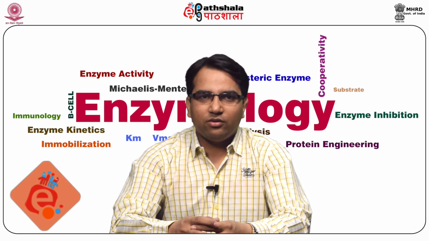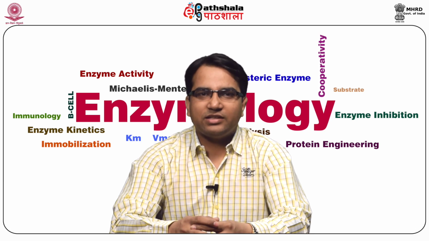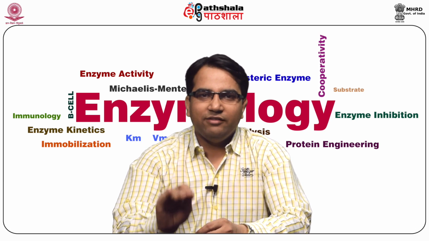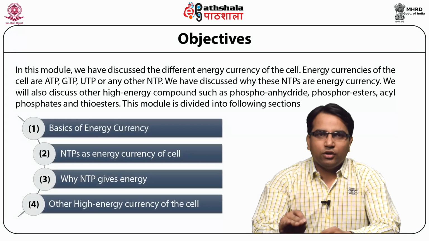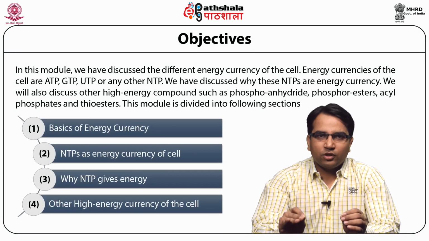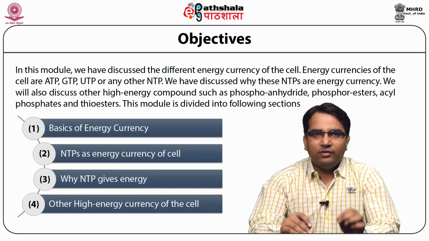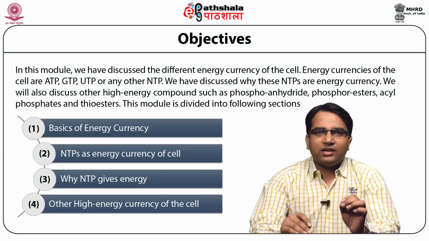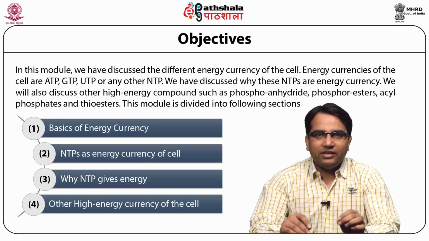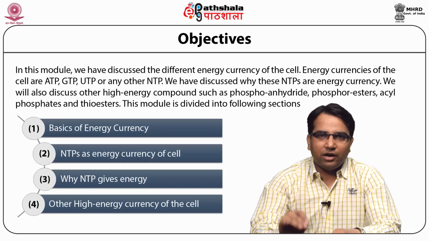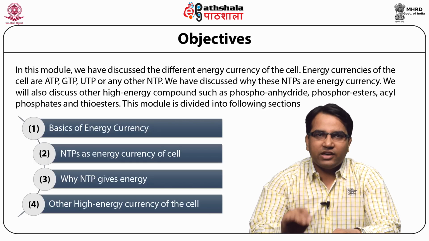Today I am going to talk about the module Energy Currency of the Cell, which has been taken from the paper Thermodynamics of Living System and Bioenergetics. So what is the objective of this module? We will discuss different energy currencies of the cell. We will also discuss the utilization of ATP, GTP, UTP and other NTPs. We will also discuss other high energy compounds like phosphoanhydride, phosphoesters, acyl phosphate and thioester.